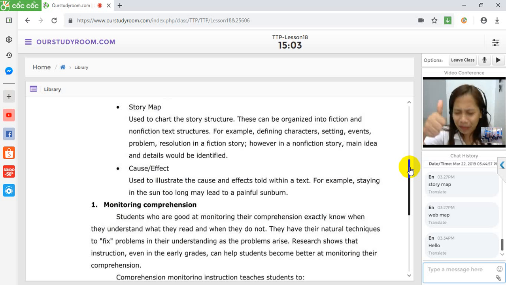Different activities: true or false, different statements, yes or no questions, showing pictures, maybe playing a game, maybe singing a song. We must find different activities. If you use the same activity, it makes students feel bored.